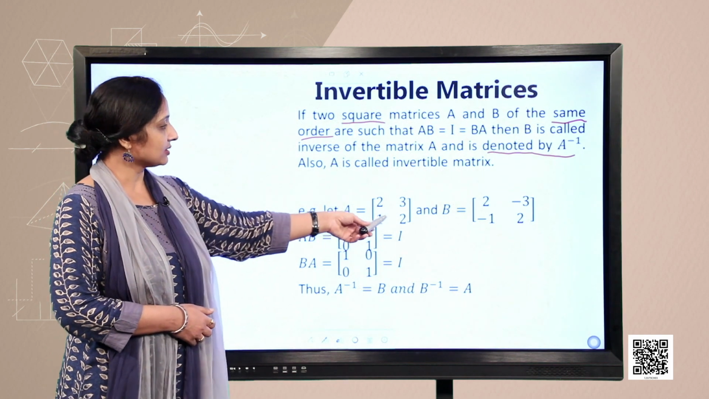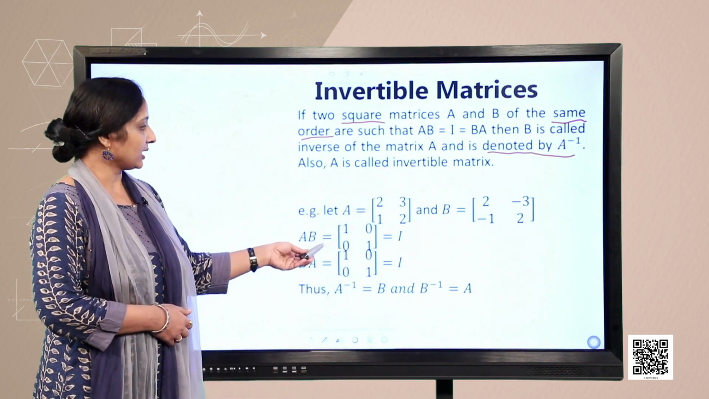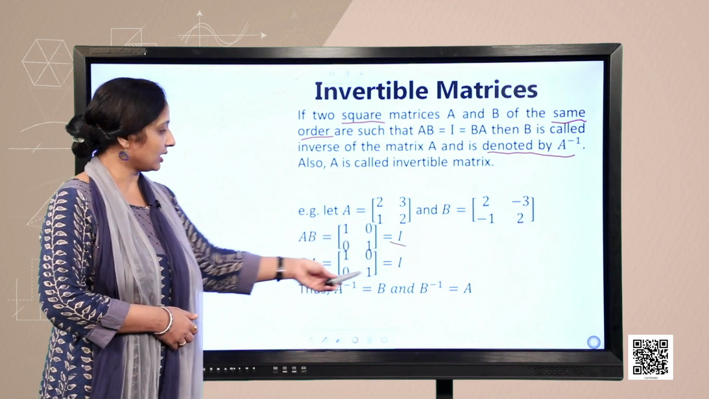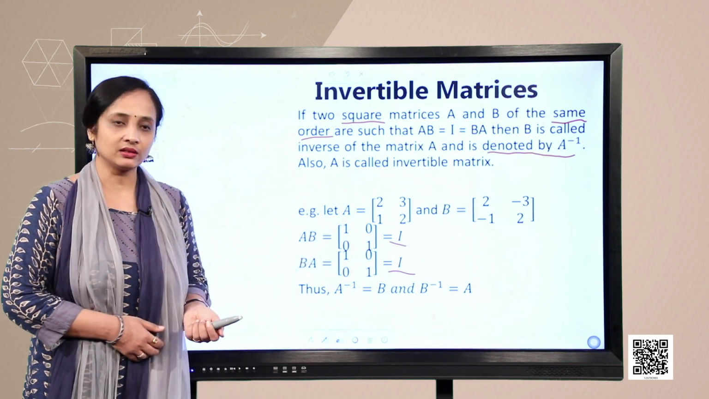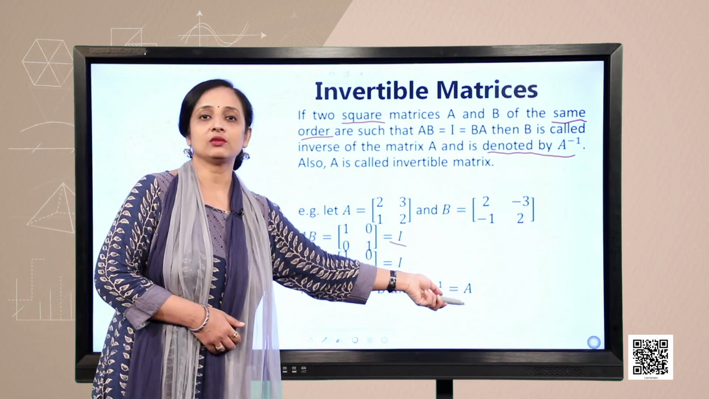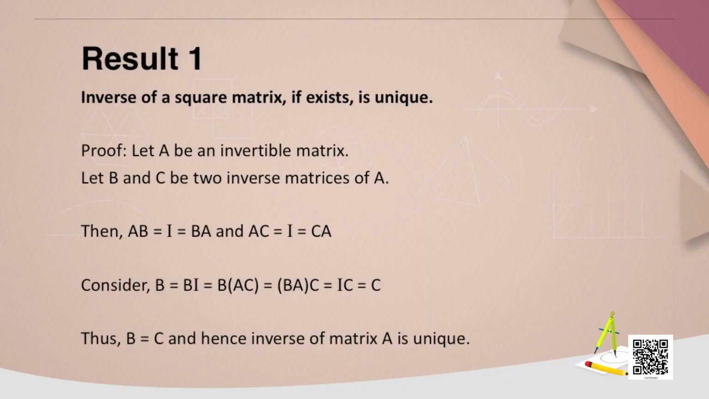For example, let this matrix A and this is matrix B. You multiply AB, we are getting identity matrix. You multiply BA, we are again getting identity matrix. So A inverse is equal to B and B inverse is equal to A. So let's learn a few results on invertible matrices.